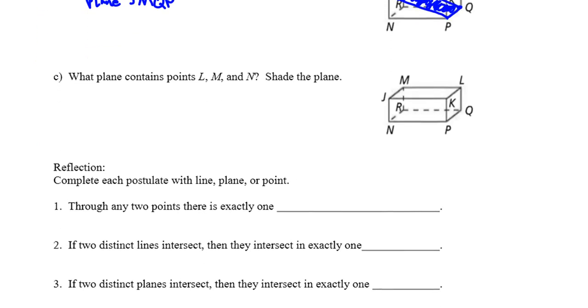Okay, what plane contains L, M, and N? So we've got L, M, and N. And here we are again. That's this one right here. So L, M. Now that's not the top of the box because N comes down here. So it's kind of this little diagonal slice that we have right through there. And I'm not going to shade this in.